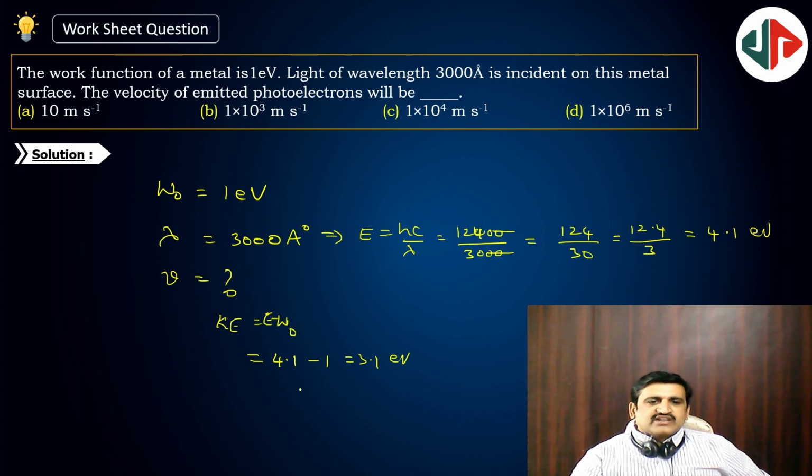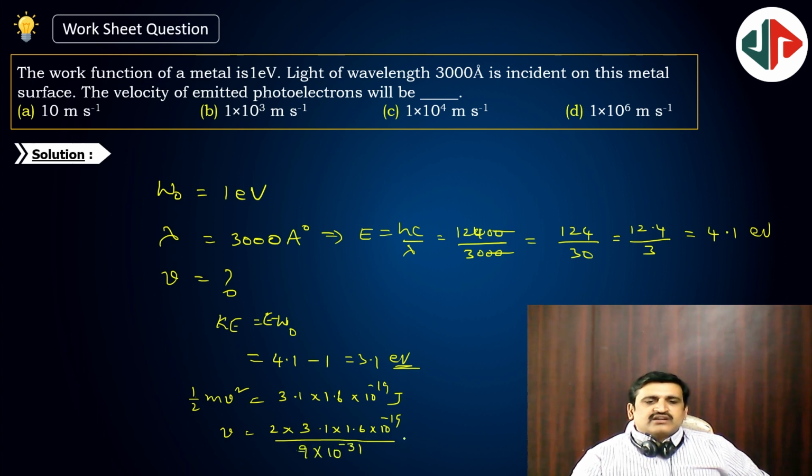He is asking velocity. So half mv square is equal to 3.1 into 1.6 into 10 to the power of minus 19, because it's in electron volt, you need to multiply. Then velocity is under root 2 into 3.1 into 1.6 into 10 power minus 19 by mass 9 into 10 to the power of minus 31. Then you will get the answer.